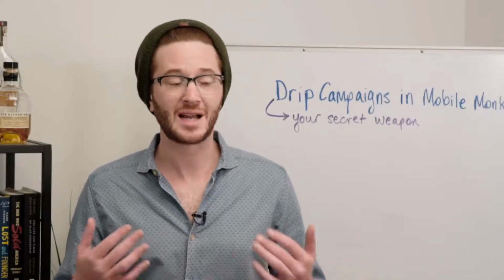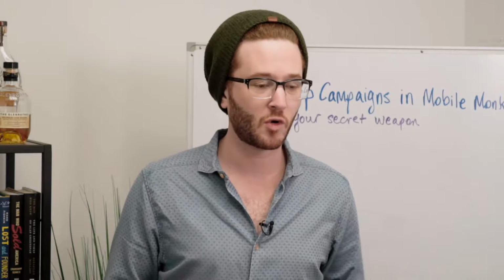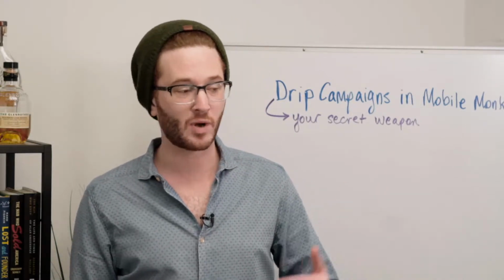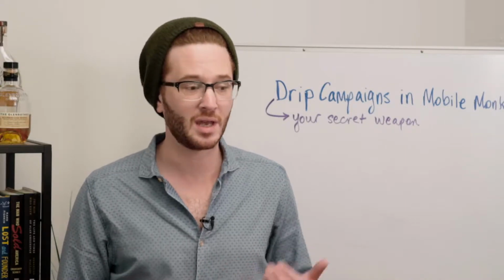If you guys have used Constant Contact or MailChimp, HubSpot, Salesforce, Infusionsoft, any of these marketing automation tools, you'll know how these workflows are set up with email, where you set up an audience. I want these emails to go out at this interval, so on and so forth. Drip campaigns work the exact same way in MobileMonkey.